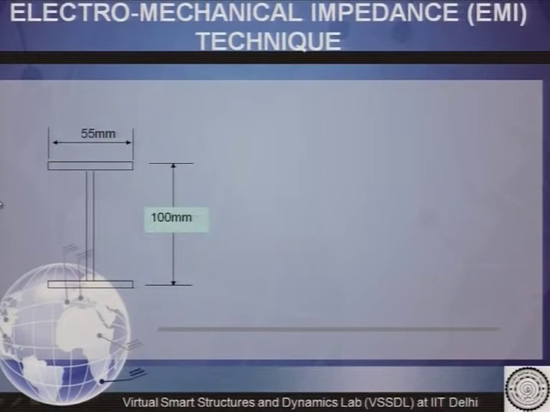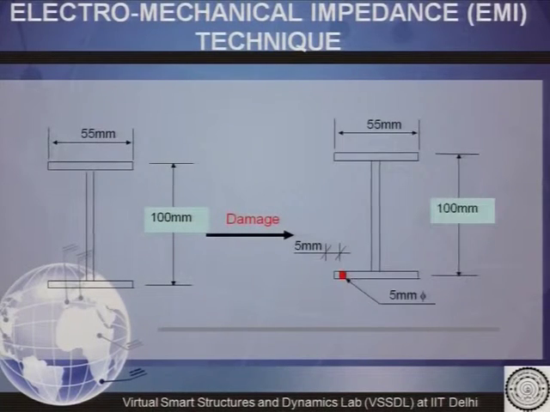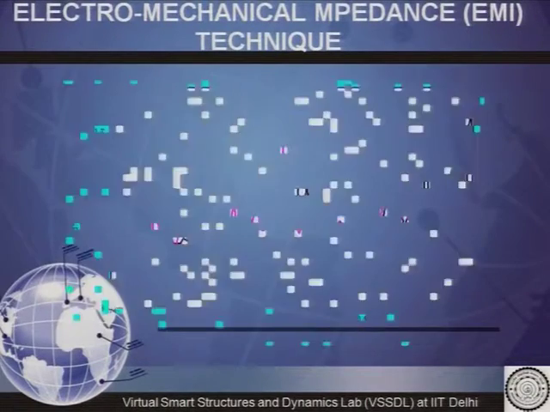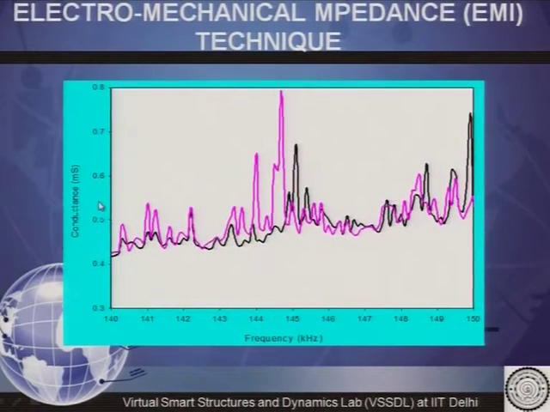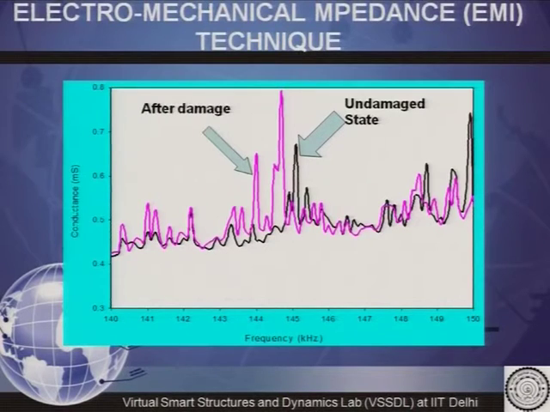Now, we have considered an I section in which we have given damage at the bottom flange. We have created a hole of 5 mm diameter, and when we compare the signatures, this is the undamaged conductance signature of the PZT patch, and when the damaged signature is captured, you can see there is a clear difference between the undamaged and the damaged signature. So, in this way we can clearly identify the damage in any structure using the EMI technique.